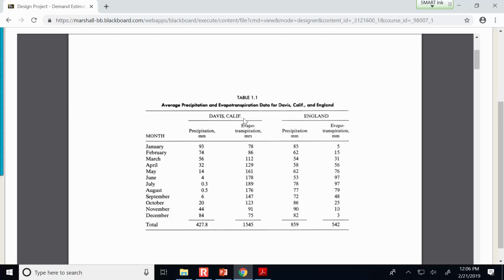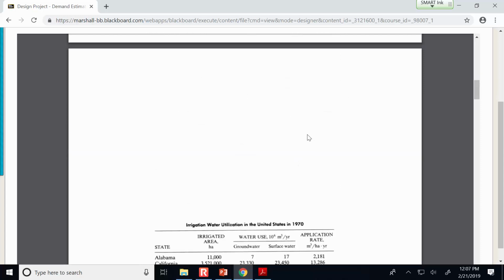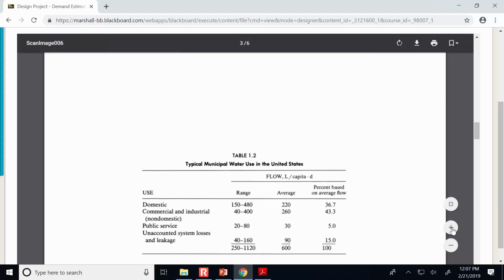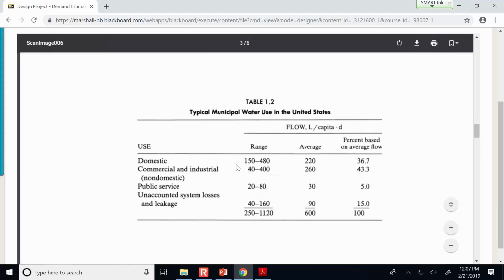I'm not sure if anybody here is assigned Davis, California, and I know nobody here is assigned England, but this is an example of the kind of information that you'll need to go out and find online. So you can use some of this just directly. For instance, let's see, typical municipal water use in the United States. This is a good one. This is saying the average demand of water in terms of liters per person per day. In the United States, the average demand is 220 liters per person per day.